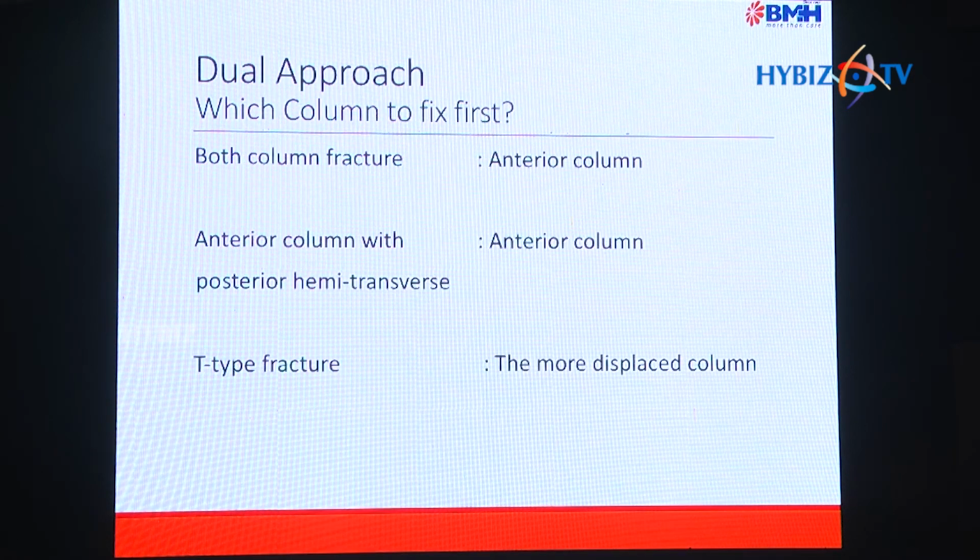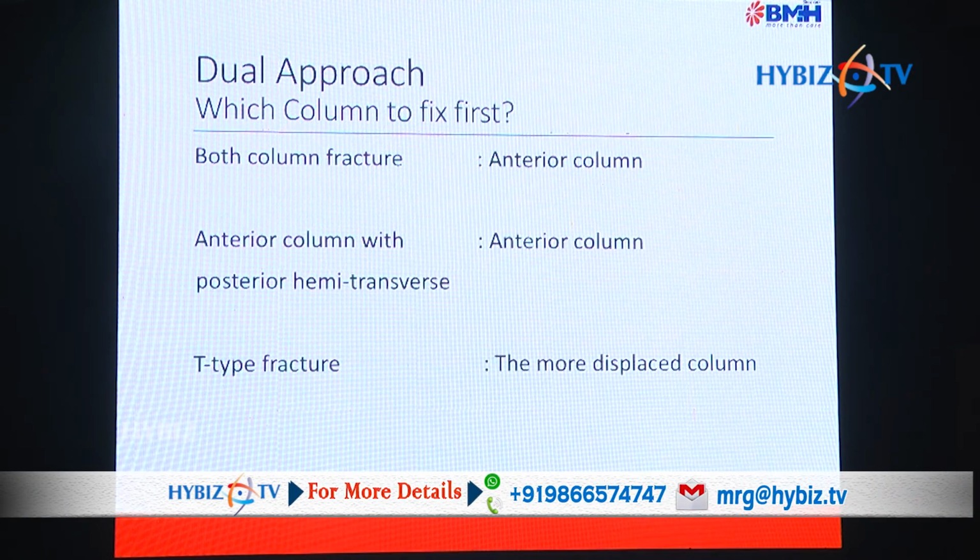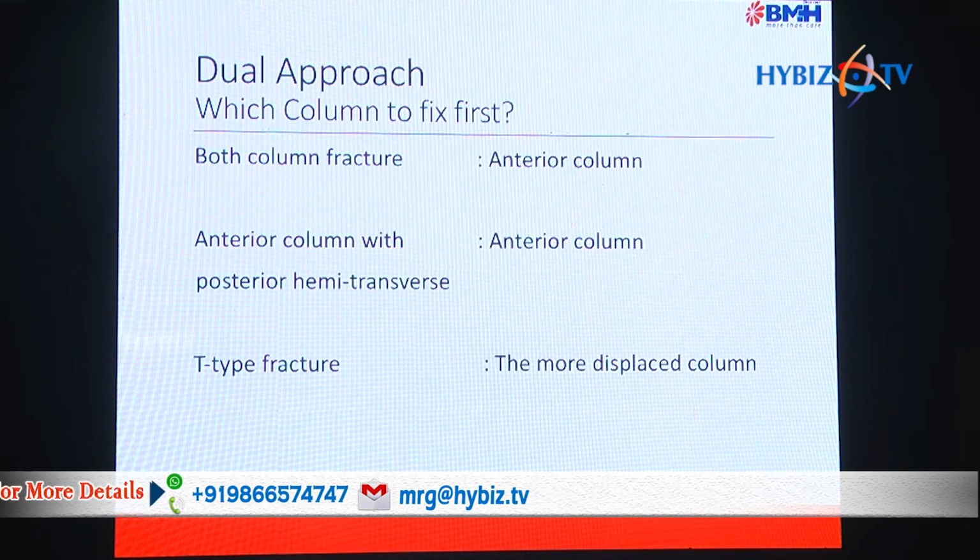Once you have decided to go for a dual approach, which approach will you do first? In my personal opinion, if you are planning a dual approach, it is better to go for the anterior column first, the anterior approach, because we can fix the anterior column without putting any screw in the posterior column. But the posterior column we cannot fix without a screw in the anterior column. If you do the posterior approach first, then go anteriorly, sometimes you find it difficult to reduce the anterior column. So if you are planning a dual approach, it is better to go for the anterior approach first.